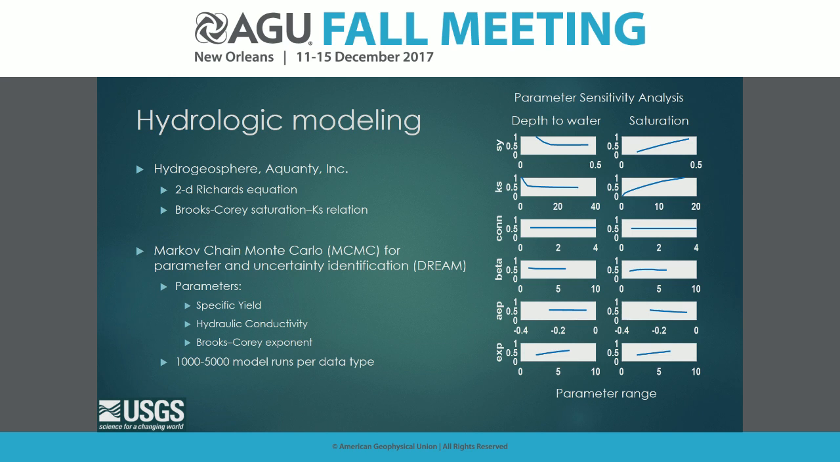A 1D parameter sensitivity analysis really indicates, not surprisingly, that specific yield, hydraulic conductivity, and the Brooks-Corey exponent on the bottom there are really the important parameters in this case, a fairly simple model. These others, pore conductivity, beta as part of the Brooks-Corey exponent, and air entry pressure essentially have zero effect in this context.